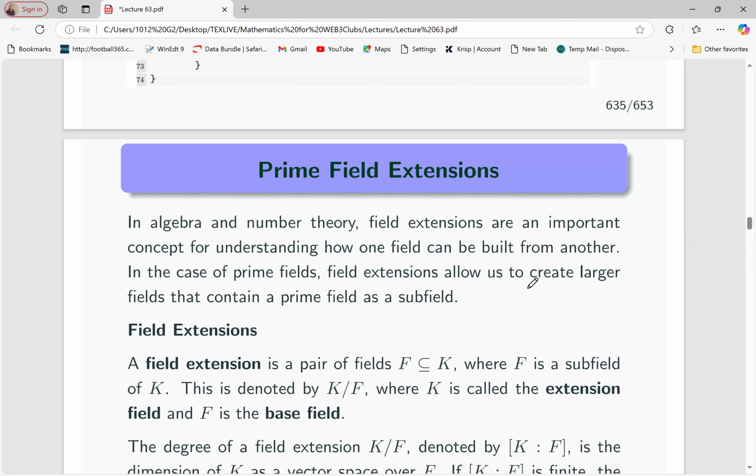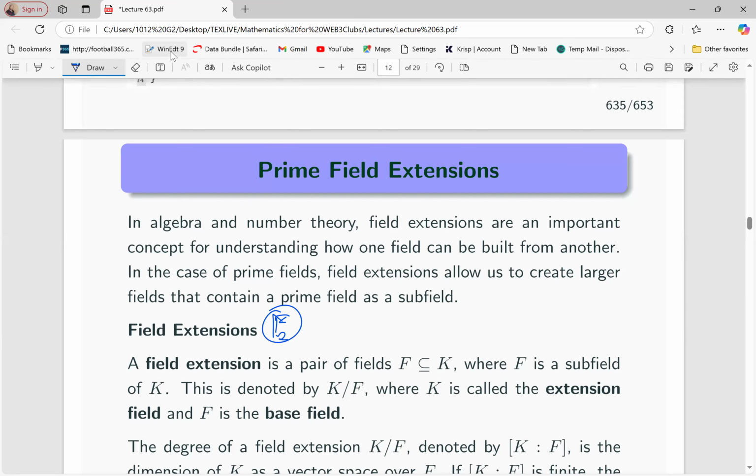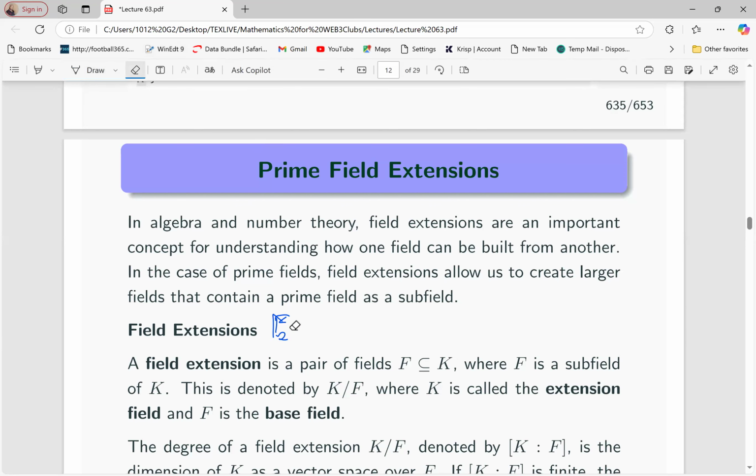Why are they important? They allow us to create larger fields that contain a prime field as a subfield. So you have a field, let me say this field F2, F mod 2. You can use it to create a bigger field, where now this one becomes a subfield. This bigger field is what we call the prime field extension. That's what we mean.